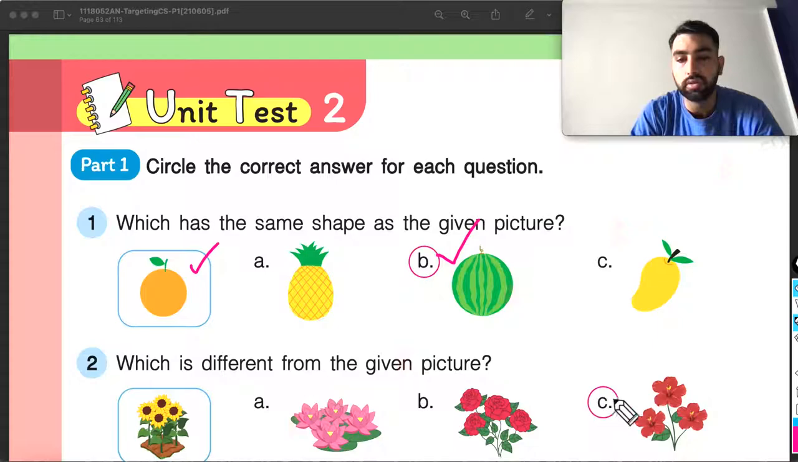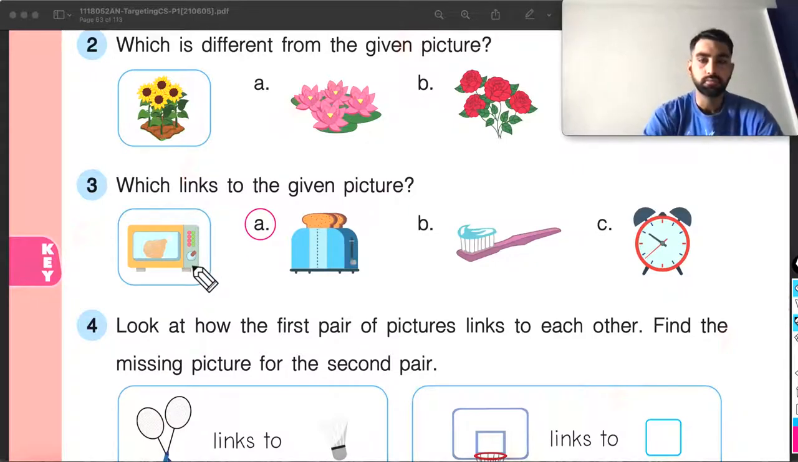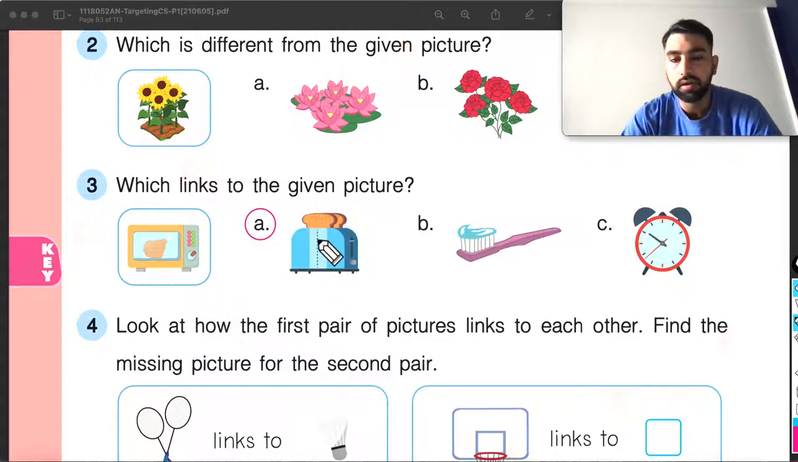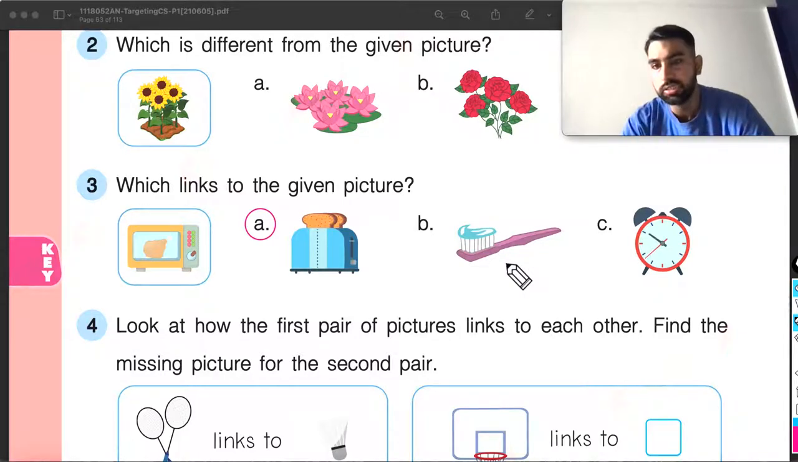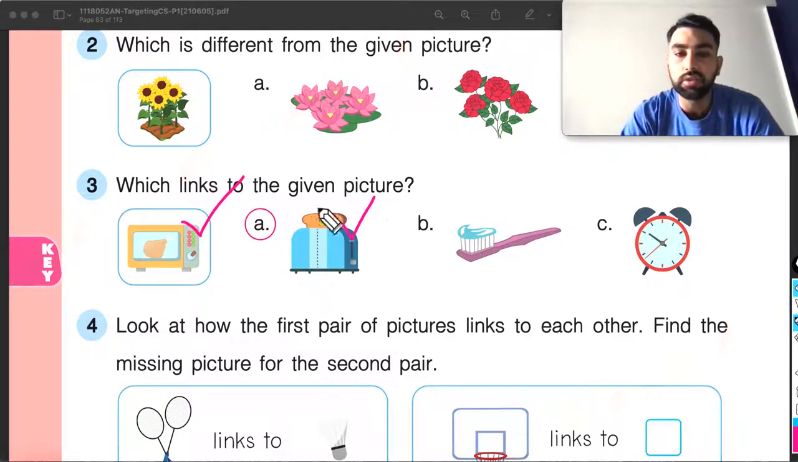All right, so these are number one, this, and these are different from these two, which links to the given picture. As you can see, this is a microwave, this is a toaster, this is a brush, and this is a clock. So this and this are used in a kitchen, so they are linked together. You have to find the similarities.